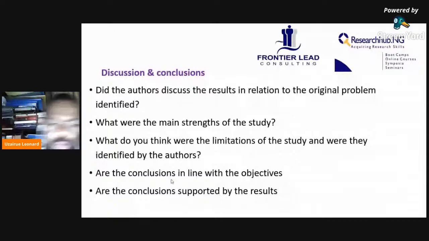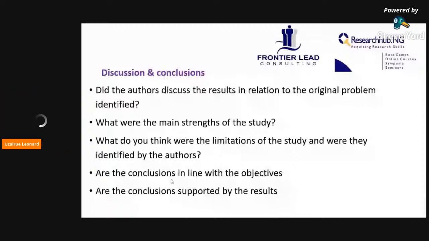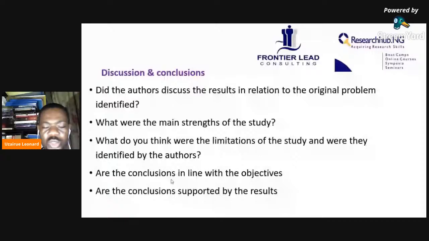Now, is the conclusion in line with the objective? This is also very important. It's not just enough for you to write a good conclusion. You should conclude based on your actual findings. Then this will make a very good conclusion.